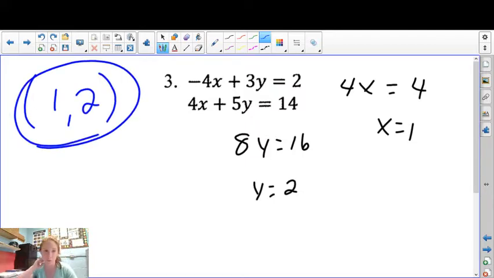I should get the solution set of 1, 2. If you want to double check, pick one of your equations and plug your numbers in. So negative 4 times 1 plus 3 times 2 gives me 2. So we're good to go.